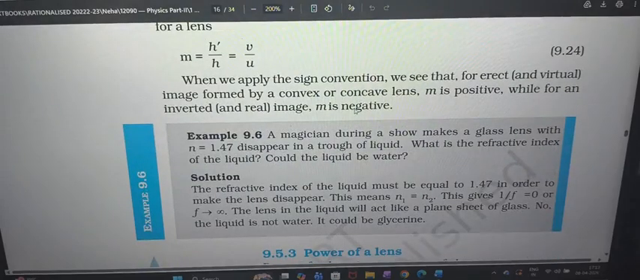Now they're asking a question. There is a magician who takes a glass lens with this refractive index and makes it disappear when it is put in a liquid. So what is the refractive index of the liquid? Could the liquid be water?